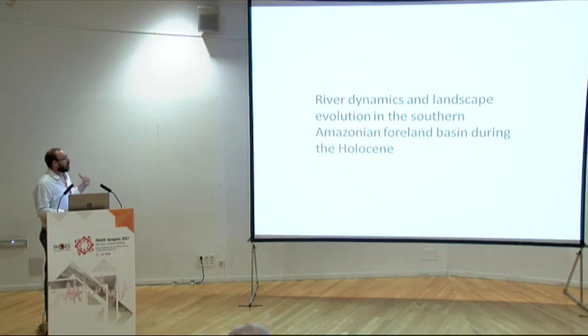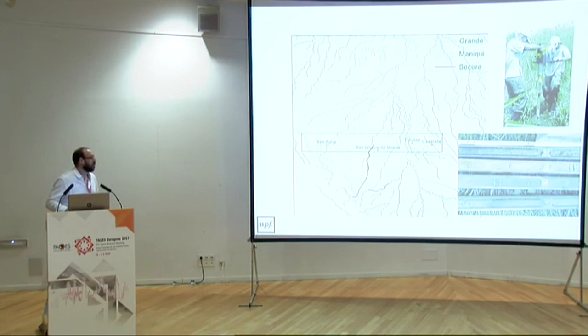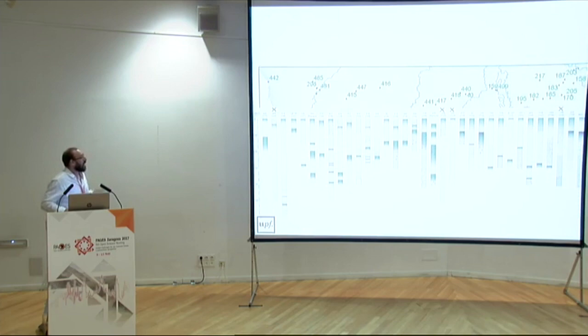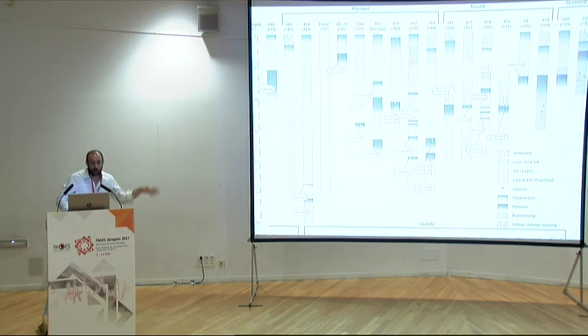So we change completely the scale and we look at the millennial scale. As I said, this area of the Llano de Mojos has been built by 3 rivers, the Marieke, the Securé, and the Rio Grande. So what we did was a transect. It's a 300 kilometers long transect from the piedmont of the Andes toward the Llanos. So we got many cores, about 35 or 36 cores, and almost all of them go through one or more paleosols. And we took radiocarbon dates of almost all of these paleosols.